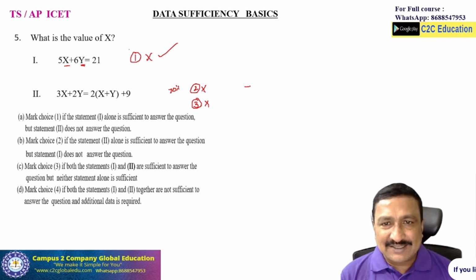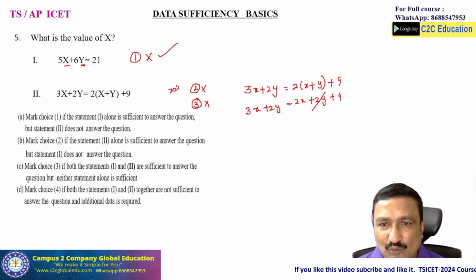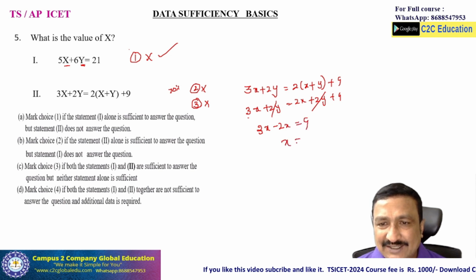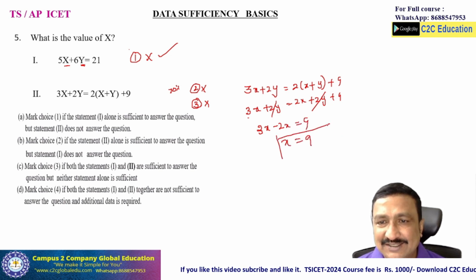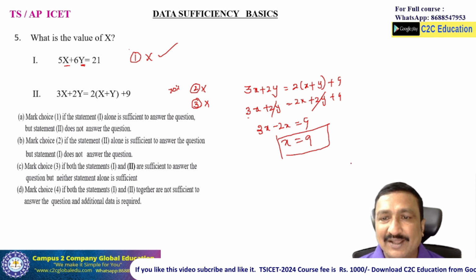If you solve the second statement, 3x + 2y = 2(x + y) + 9. According to simple equation basics, 3x + 2y = 2x + 2y + 9. Here we can cancel 2y and 2y. So 3x = 2x + 9. So 2x comes to the left side: 3x - 2x = 9. So x = 9. So I'm getting the answer from the second statement. When I'm solving and simplifying the statement, I'm getting the answer.